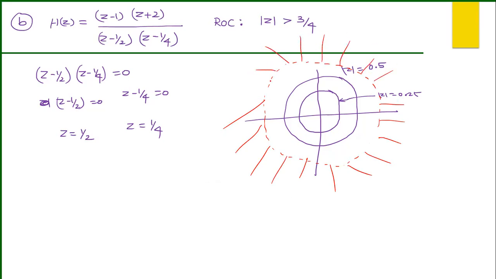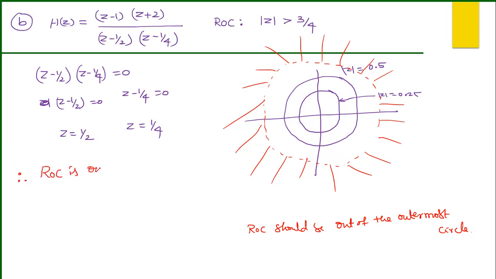Now you see, the two circles are 1 by 2, that is 0.5, and 0.25. Is the ROC greater than 0.5 or less than 0.5? Two poles are there, one is 0.25 and another is 0.5. What is the condition I told? The ROC should be outside of the outermost circle. As per the question, the ROC is outside of the circles. Therefore, the ROC is out of the outermost circle. Therefore, the system is causal. Simple answer.